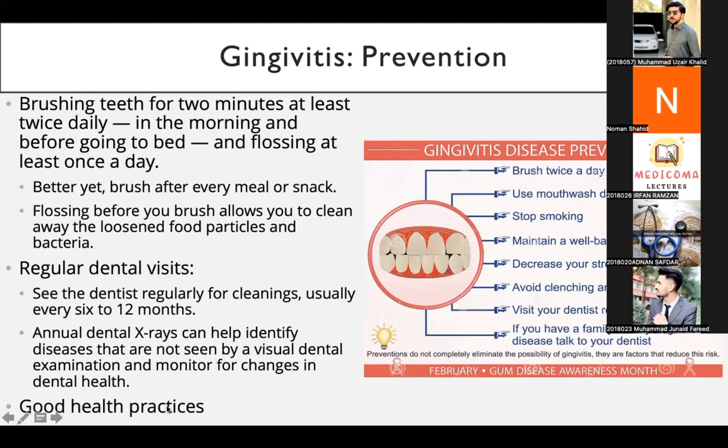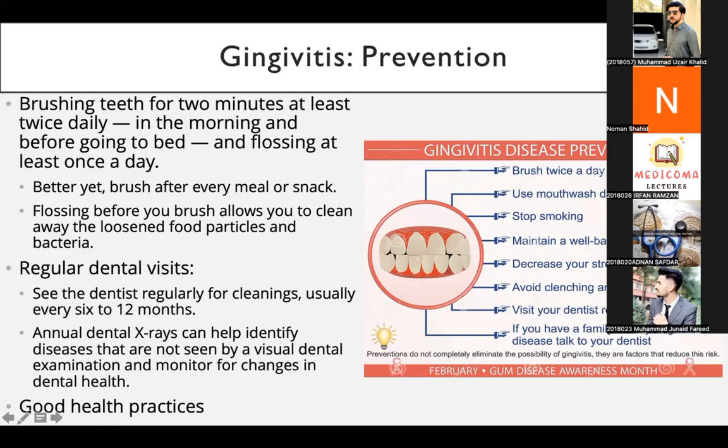And good health practices. What are good health practices? Brush twice a day, floss once a day, use mouthwash, stop smoking, maintain a well-balanced diet, not too much sugar or sugary snacks or sugary beverages, and then decrease your stress. Avoid clenching and grinding your teeth. If your children are doing that, then give them some supporting or plastic material which we can easily find.